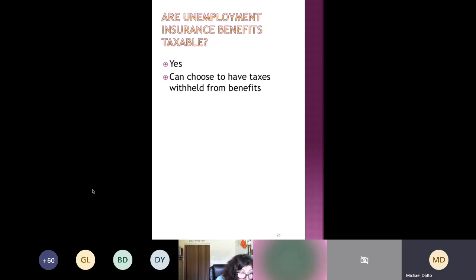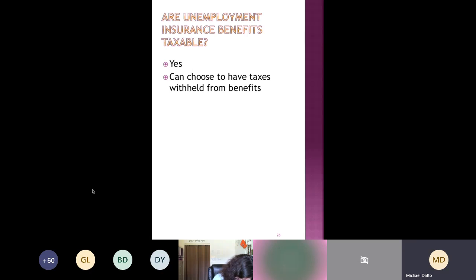Now, it's important to note that unemployment insurance benefits are taxable, and that's both the regular UI benefits and the additional benefits that are possible through the CARES Act. Now, the good news is when a person files a claim for unemployment benefits, they are given the option to have taxes withheld from their benefits. I highly recommend that people choose that option. They don't have to, though.